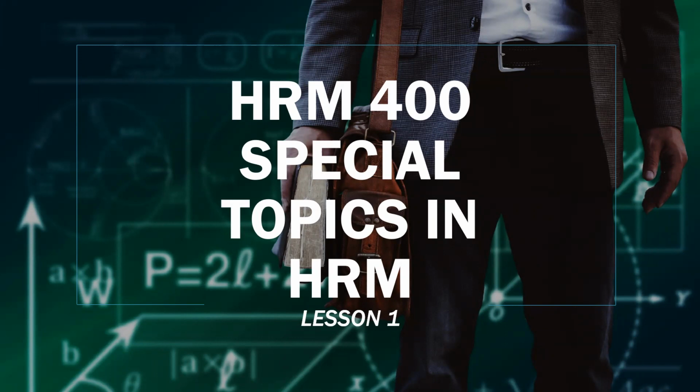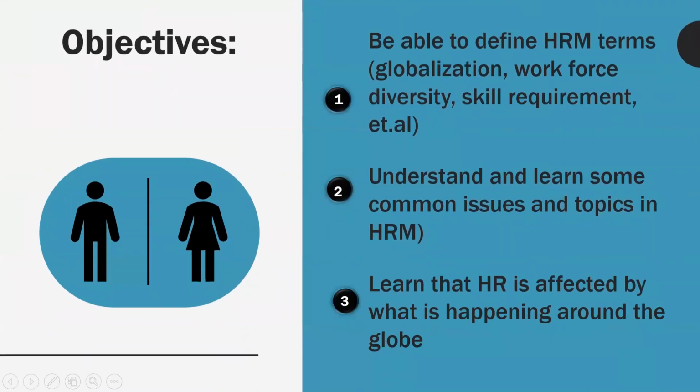So for this lesson, we have our objectives. So here are our objectives. So first is be able to define HRM in terms of globalization, workforce diversity, and skill requirement, among others as we discussed. So there are actually a lot. Next is understand and learn some common issues and topics in human resource management. Learn that HR is affected by what is happening around the globe. So these are our three objectives of our lesson.